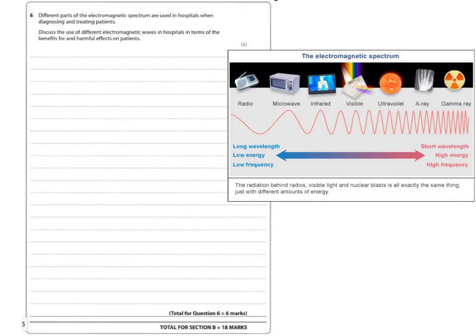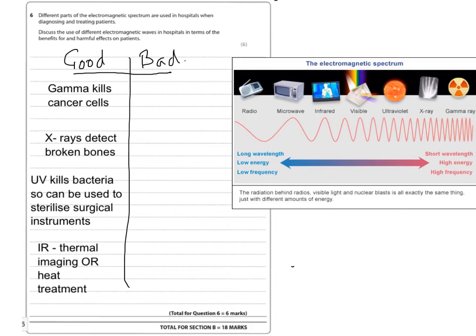The last question is a long answer question about the different types of electromagnetic waves you find in a hospital. Starting at this end of the spectrum and working that way, we can make a list. So, gamma rays, which are the most penetrating, can be used to kill cancer cells. They pass through your body very easily.